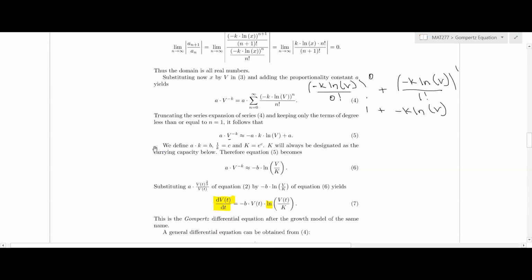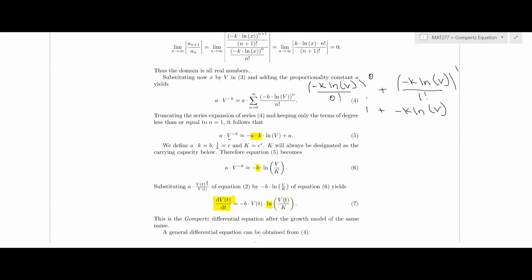All right, now we're going to make some substitutions in here. We know that k is in fact 1/3, but we're not going to actually put in the 1/3 right now because we're going to substitute the symbols. We're going to define a times k to be equal to b. So all that does is just makes the equation simpler because these are just some constants. So that right there, I'm going to call b. 1 over k, we're going to call c, and capital K, we're going to call e to the power of c. K will always be designated as the carrying capacity below. Therefore, equation 5 becomes, well, how did we get from here to here? Let's think about that a little bit.